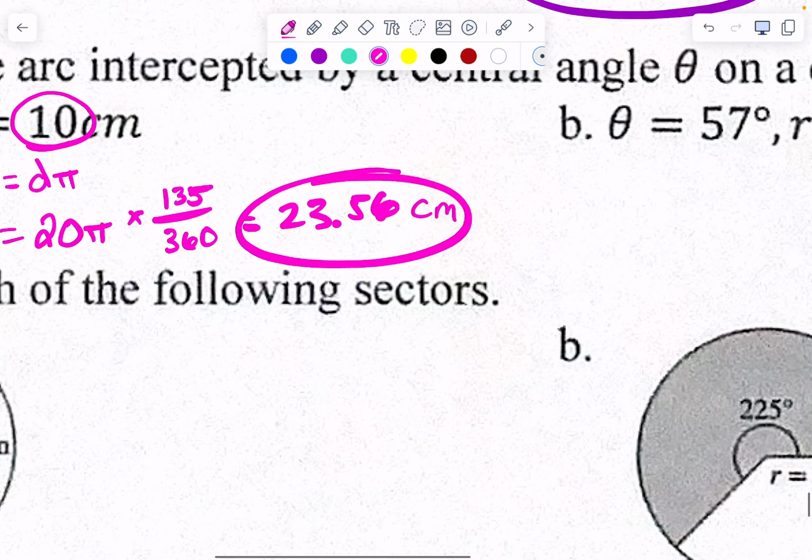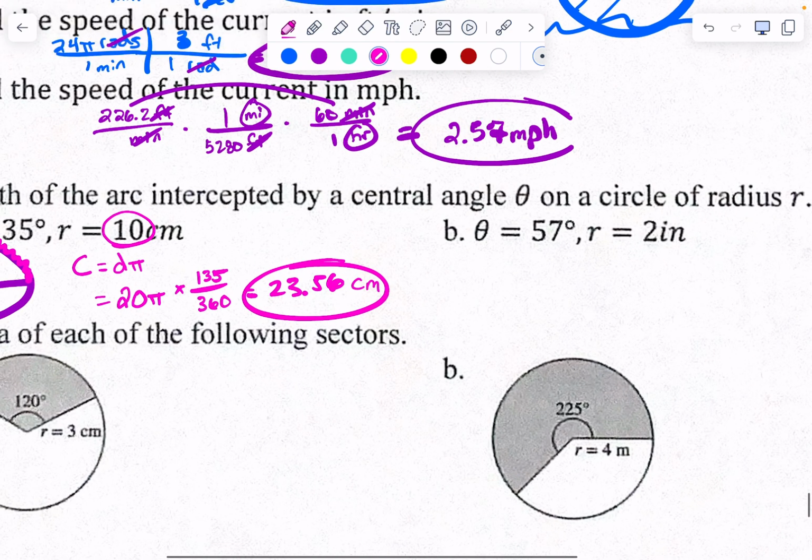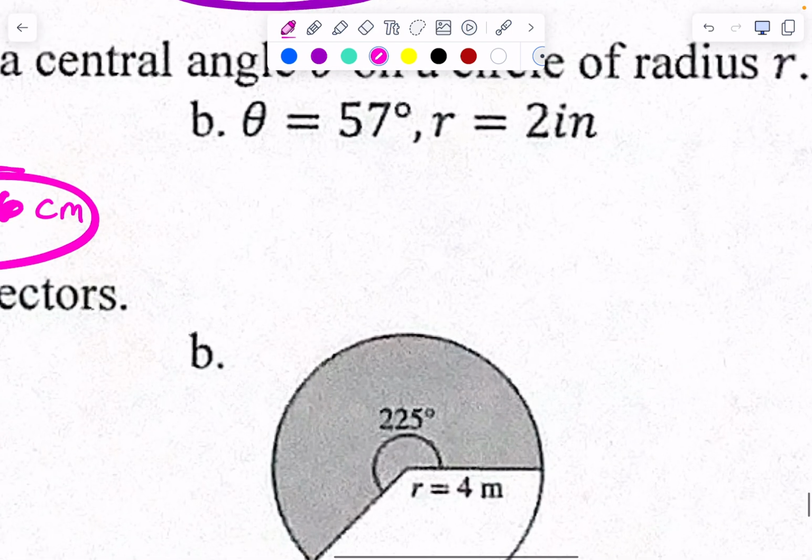Okay, you do the other one. If you are not already done, do the other one. And then we'll talk about those two answers and how you know you did it right. Okay, don't look at mine. Too late. I just did.